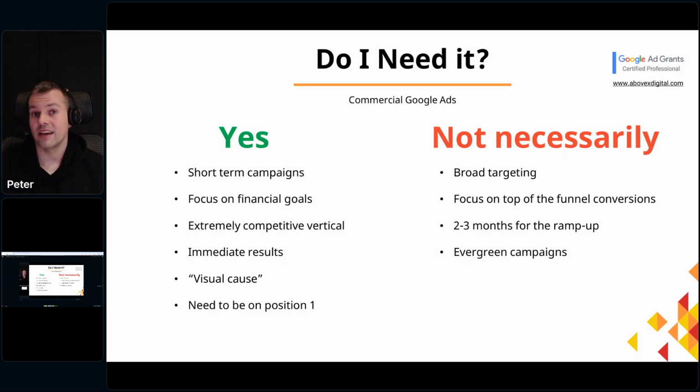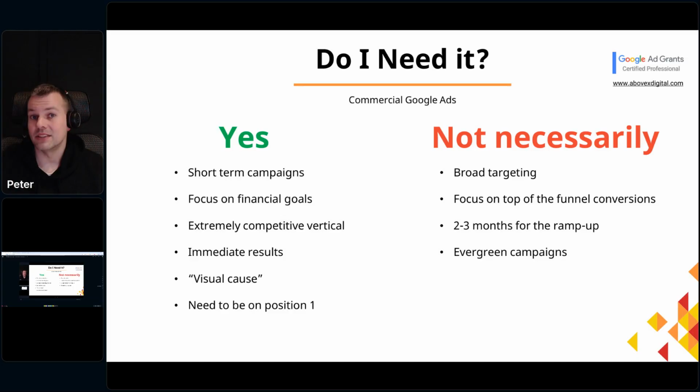If you are in a very competitive vertical, for example volunteer recruitment, you can imagine there are thousands of nonprofits looking for volunteers. Such keywords are competitive. Many nonprofits have commercial accounts bidding on them. So as an ad grantee, you will not be able to get too much success just with an ad grants account. In such scenarios, you need to use commercial as well.